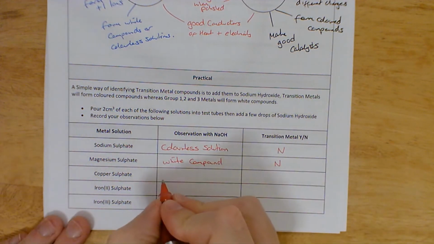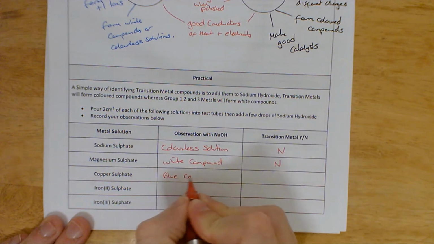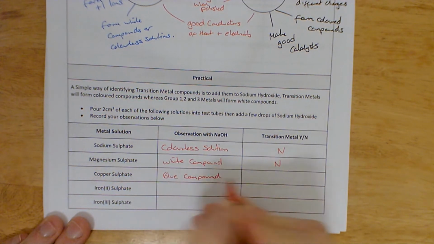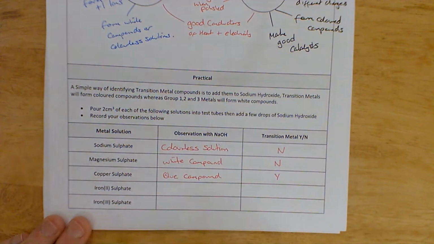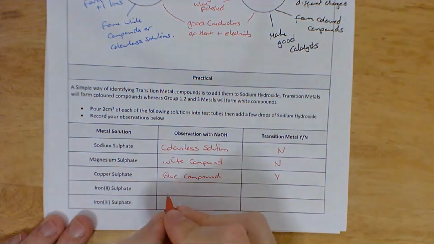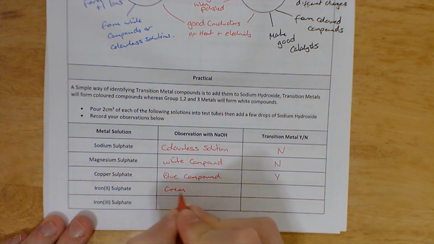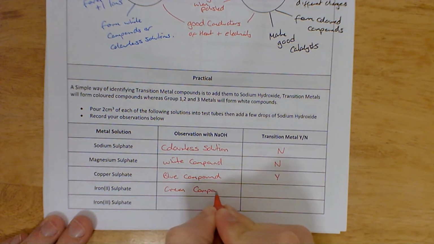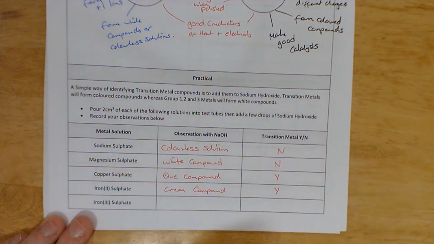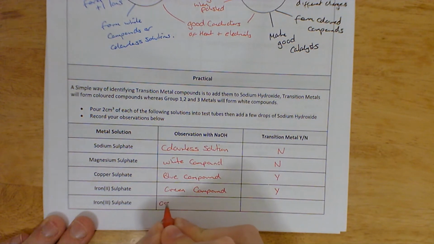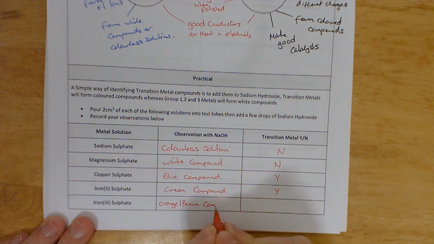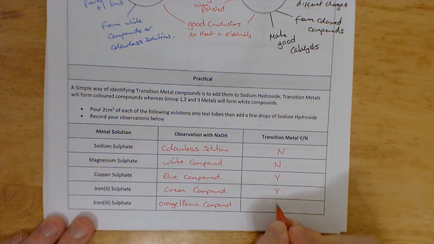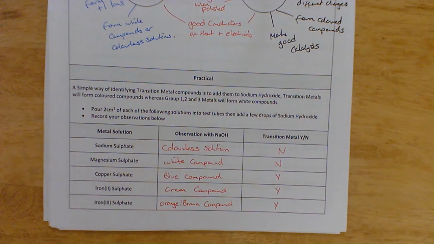The copper sulfate, we got a blue compound formed, which means yes, it probably was a transition metal. The iron 2 sulfate gave us a green compound. Again, yes, contains a transition metal. And the iron 3 sulfate gave us that sort of orangey brown compound, sort of a rusty color. And again, meaning yes, does contain a transition metal.